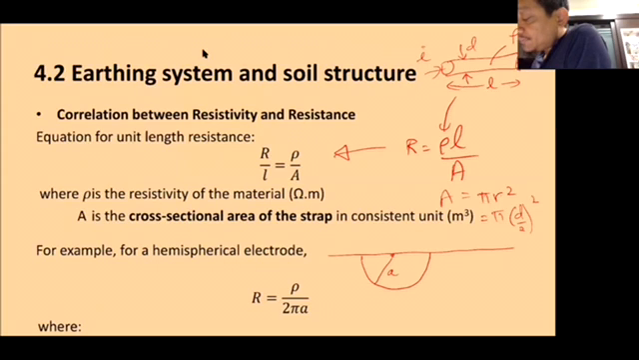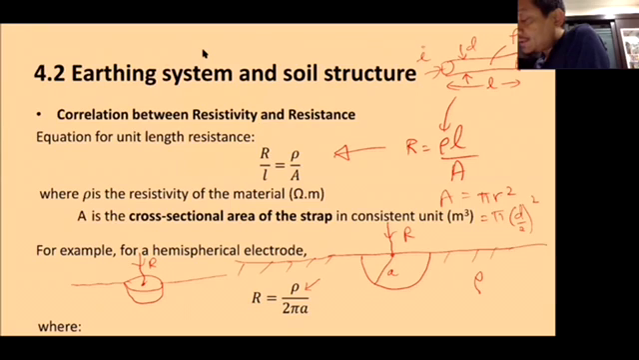So this is a conductor like this, a hemisphere conductor, and you bury it inside the soil, and the soil has resistivity rho. So rho here is actually referring to the soil resistivity. And the formula, if you connect this to your down conductor, R as seen by the down conductor is rho, the soil rho, over 2 pi A, and A is the radius.